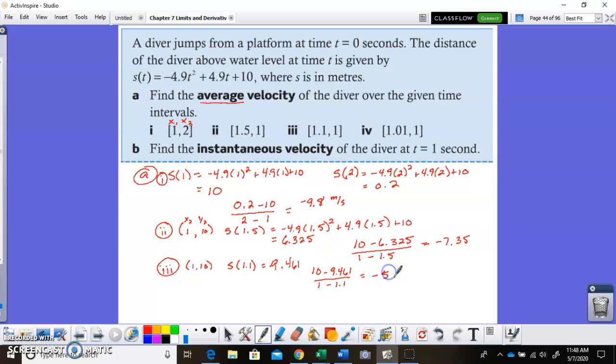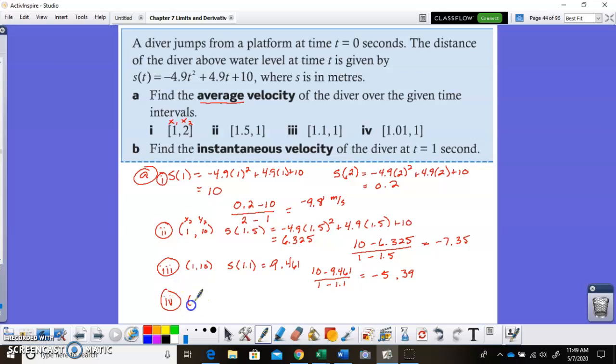So we're following that same pattern. It's still a negative velocity, but the speed is less because we went from a speed of 7 to a speed of 5. So for the last one, what we should expect to see is a negative number as well, I would think, but something closer to 0 than 5.